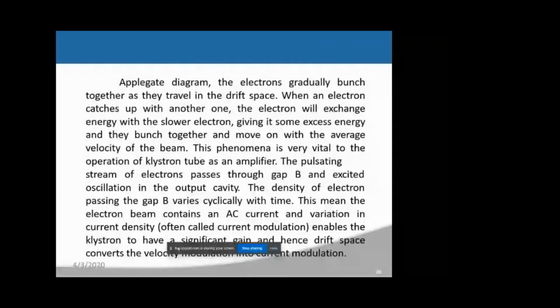The pulsating stream of electrons passes through gap Y and excites oscillations in the output cavity. The density of electrons passing the gap Y varies cyclically with time. This means the electron beam contains an AC current, and this variation in current density, often called current modulation, enables the klystron to achieve significant gain. Hence drift space converts the velocity modulation to current modulation.